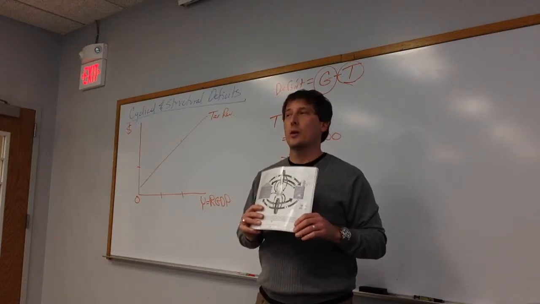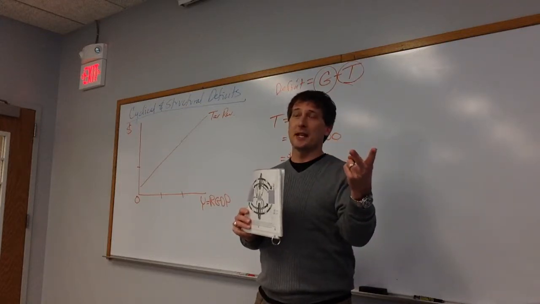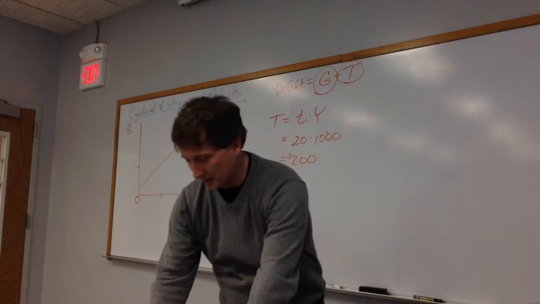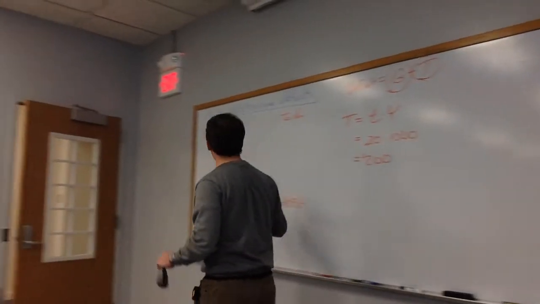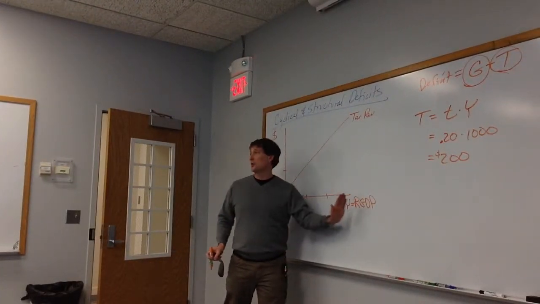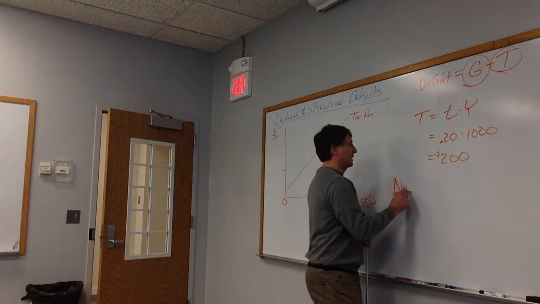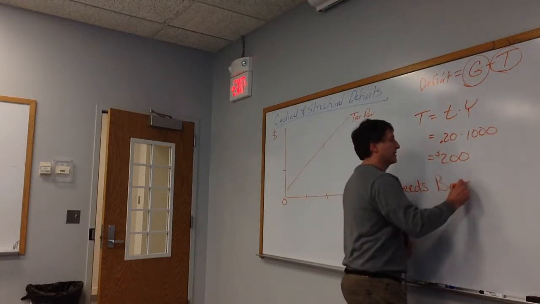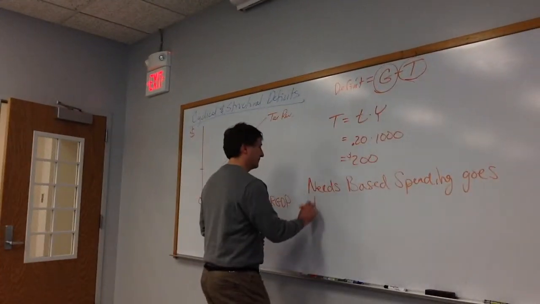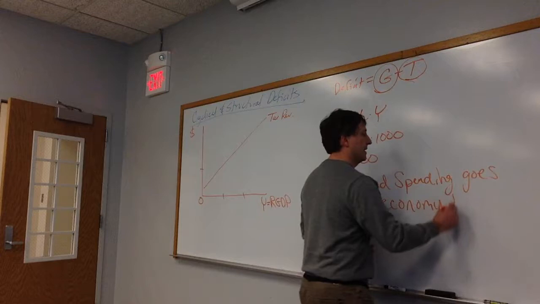Like welfare spending. Okay. Welfare, unemployment claims, right? Special programs to help the needy, maybe, and that sort of thing. So those transfer payments. What happens to transfer payments as the economy heats up and we got lots of money? Those go down, right? So some of what the government does is called needs-based spending. Needs-based spending goes down when the economy heats up.